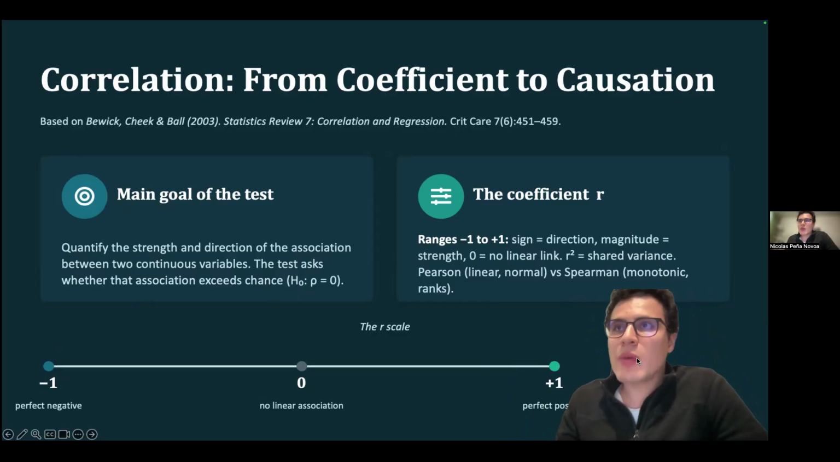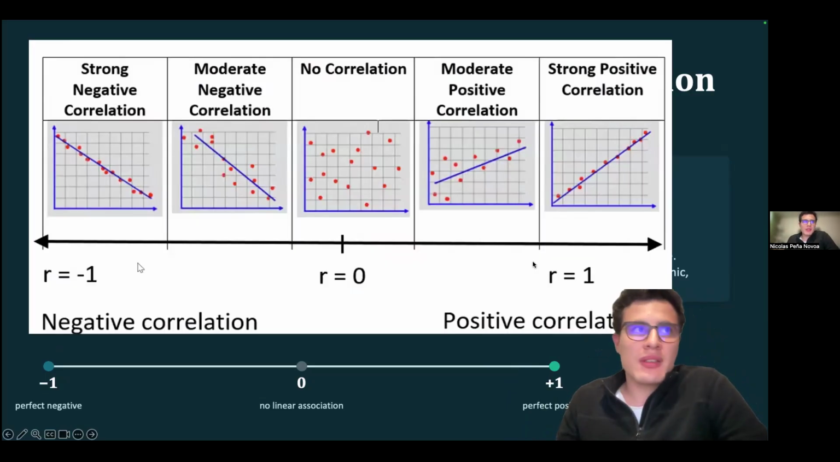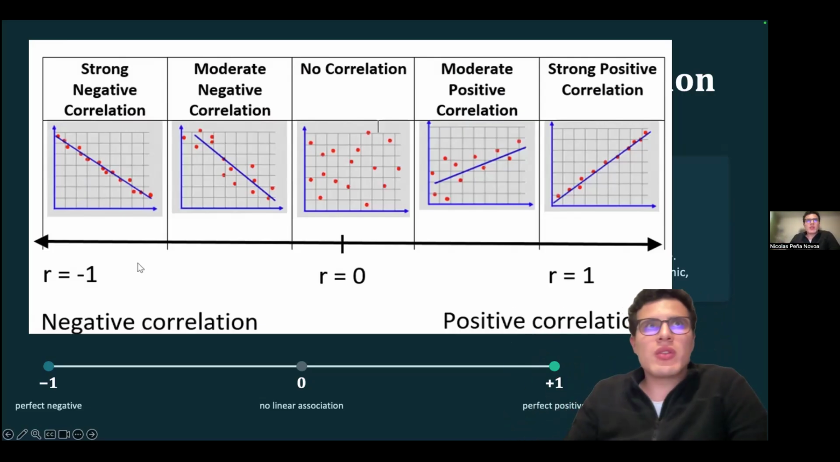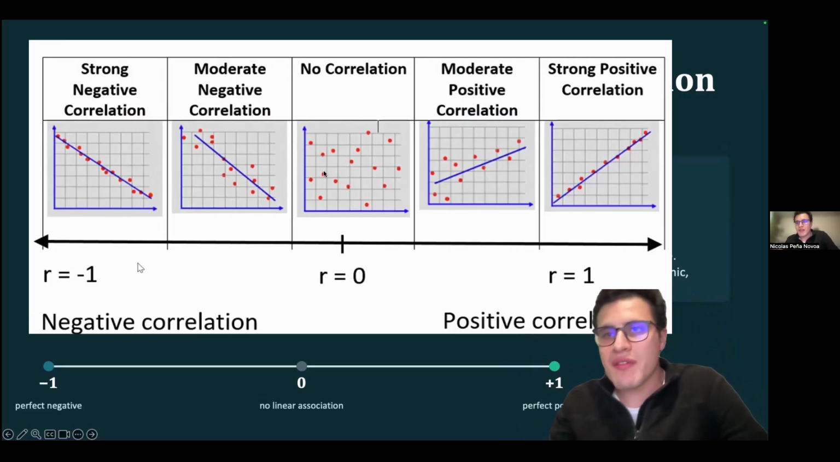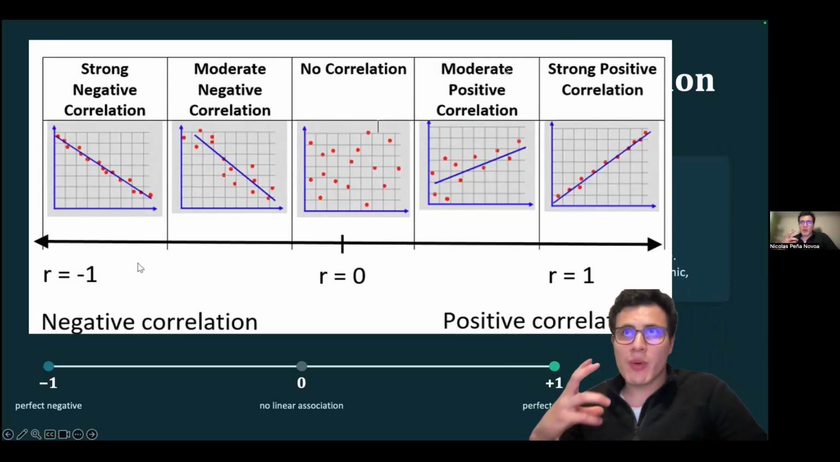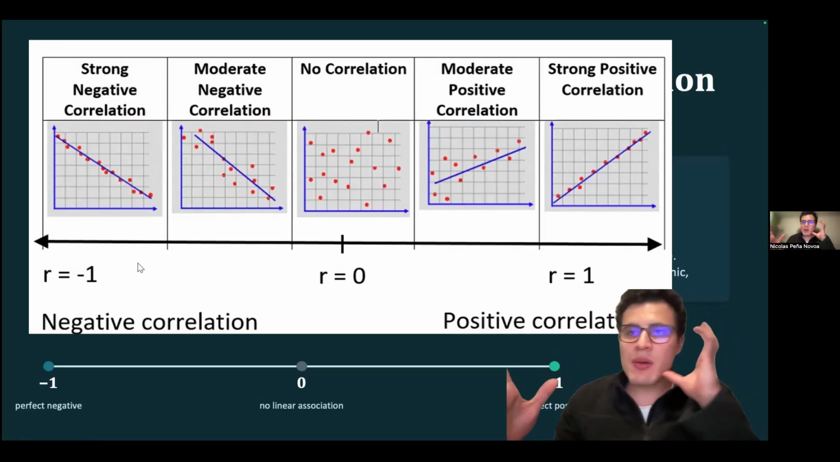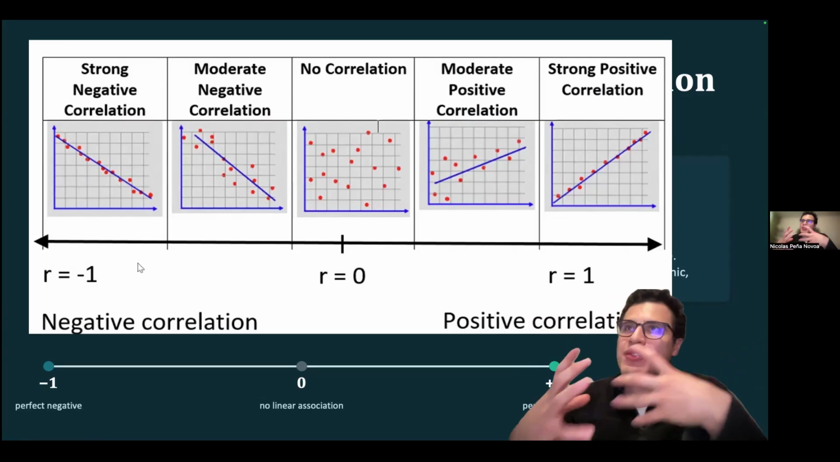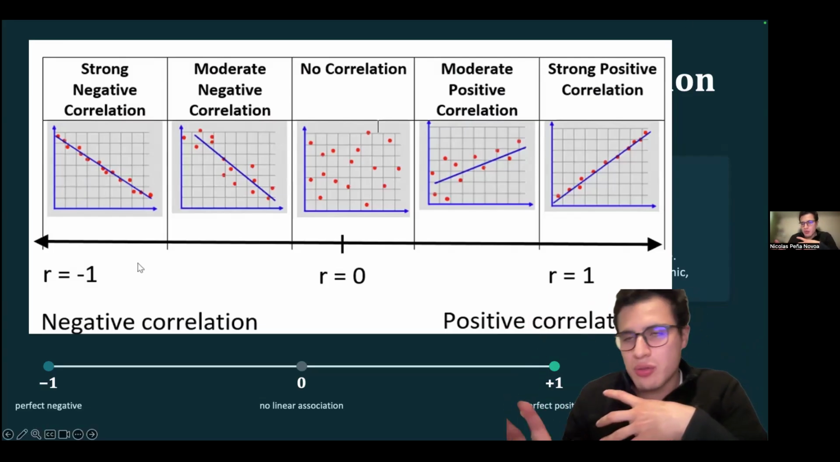And how do you see this in the scatter plot? This is easy to understand, because if you have an R of -1, you have a strong negative correlation. You can go forward to a moderate negative correlation. If you have zero, there is no correlation. If you have a moderate positive correlation, it is between 0 and 1. And if you have 1, or close to 1, you have a strong positive correlation.